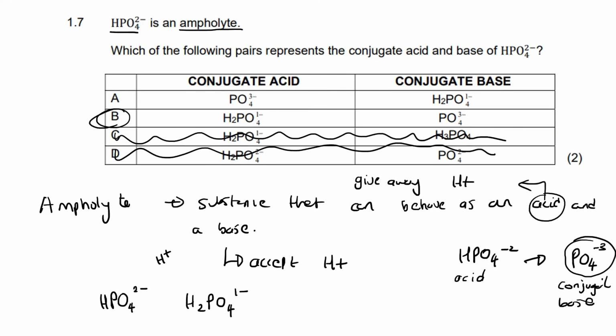And yes, we could have also spoken about that one. If you want, I'll quickly do that. This one over here, what is it? It is acting as a base because it is receiving a hydrogen. So that means that the thing that it produces must be the conjugate acid. And so that also fits with what we said.